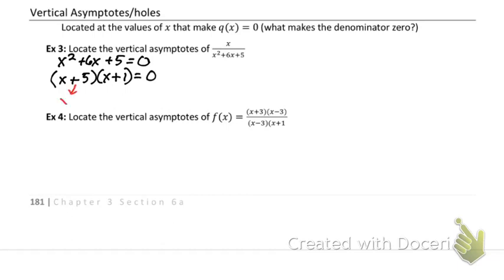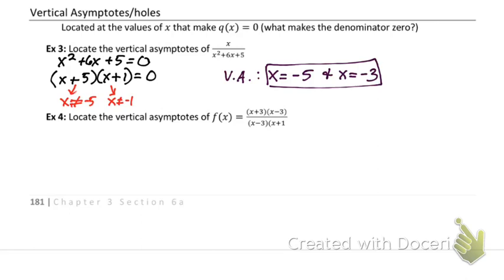So right here, to make it 0, we can't, so x can't equal 5, and we can say x can't equal a negative 1. That should have been a negative 5, not a positive 5. If I was asking for domain, you would just say all real numbers except for negative 5 and negative 1. For vertical asymptotes, this is how you have to write them. Vertical asymptotes have to be written as x equals negative 5 and x equals negative 1.